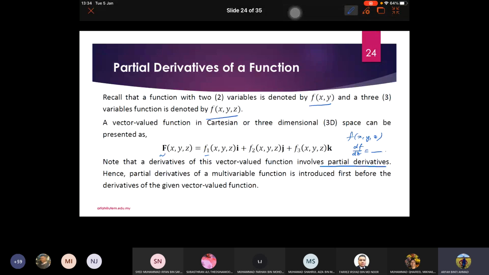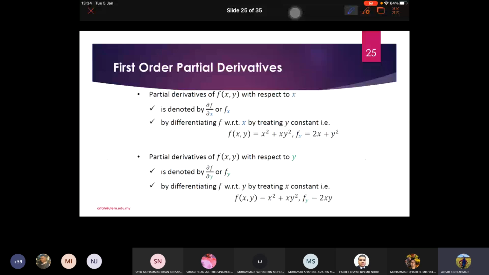differentiated partially. So hence partial derivative of a multivariable function is introduced first before the derivative of the given vector value function. Because before this you have never learned partial derivative of a multivariable function, we will look at this term first before we go to the partial derivative of a vector function. So what is meant by partial derivative of a function.